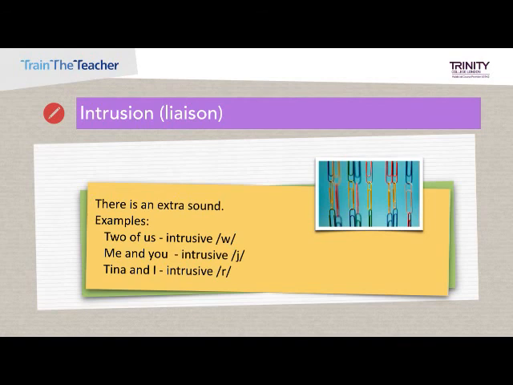Look at some further examples here. Instead of saying two of us, we would have the intrusive w sound to make it easier. Two of us. Instead of saying me and you, we'd have the intrusive y sound to help us. So, me and you. For Tina and I, we might have the intrusive r to help us say this more easily. Tina and I.